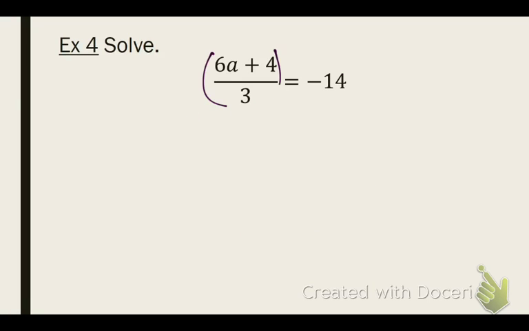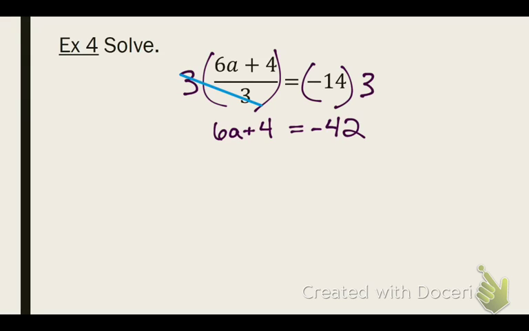Move on to the next. In the next one, we're going to multiply both sides by 3 first. So if you've attempted, great. But we're going to multiply both sides by 3. Then we're going to subtract 4. Last step, divide by 6. It's going to be gross.